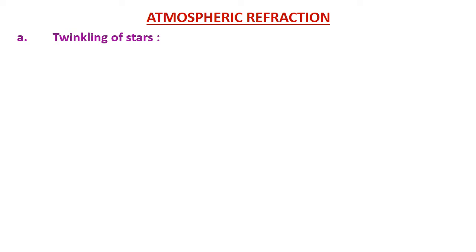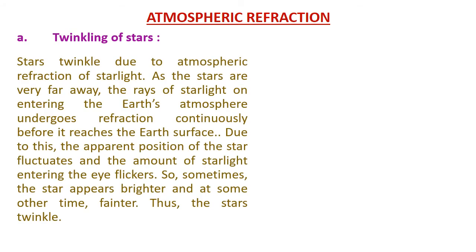At night, when we look up at the sky, we see the stars twinkling. The reason behind it is that stars twinkle due to atmospheric refraction of starlight. As the stars are far away, the rays of starlight on entering the Earth's atmosphere undergo refraction continuously before they reach the Earth's surface. Due to this, the apparent position of the star fluctuates and the amount of starlight entering the eye flickers. So, sometimes the star appears brighter and at some other time fainter. Thus, the star twinkles.